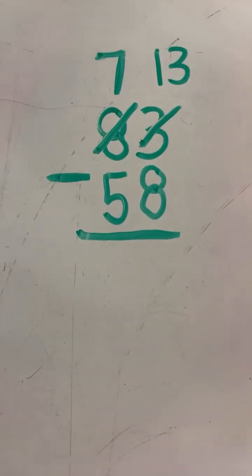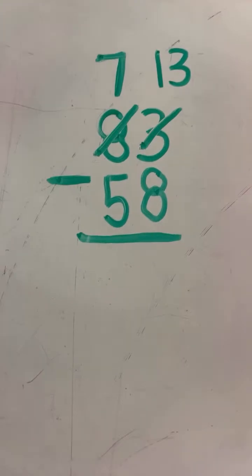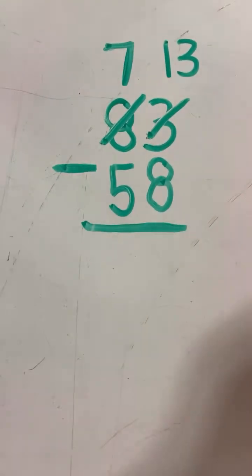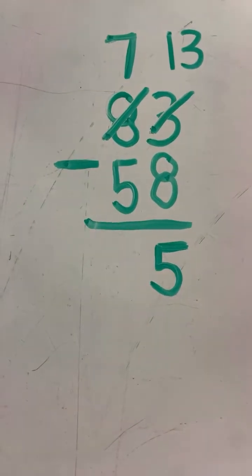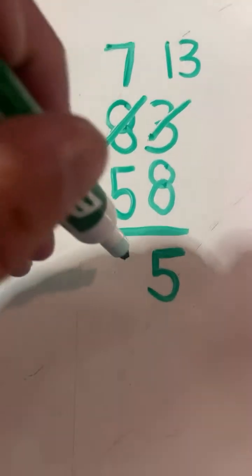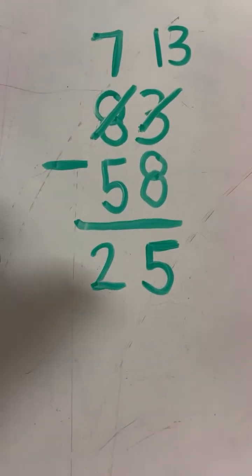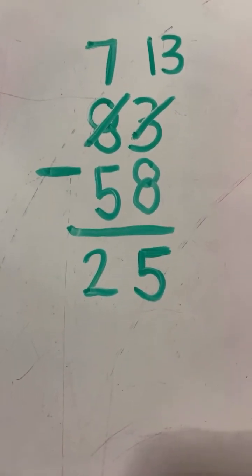Back in the 90s, we used to call this borrowing, but it's not really borrowing because we do not give it back. So 13 minus 8 equals 5. 7 minus 5 equals 2, and we have our final answer. 83 minus 58 equals 25.